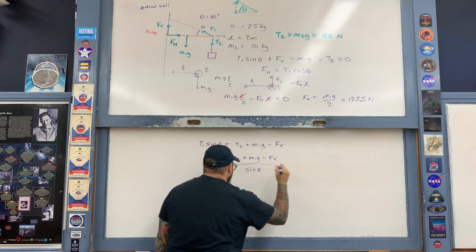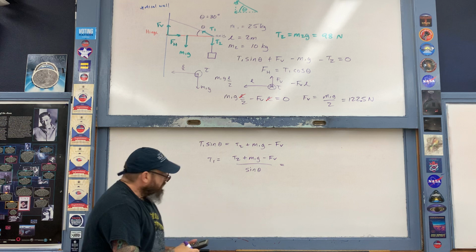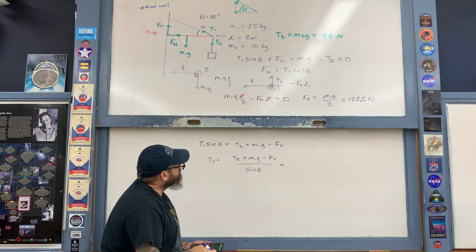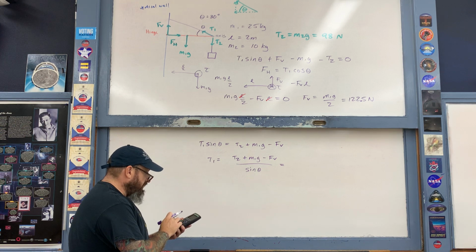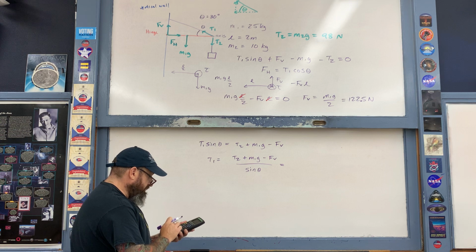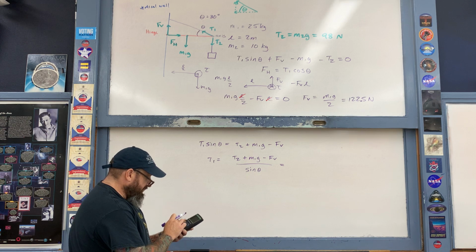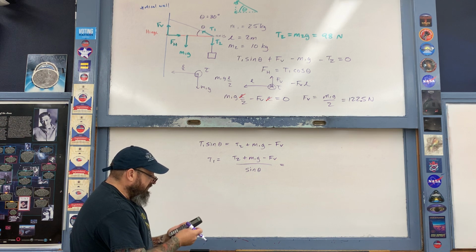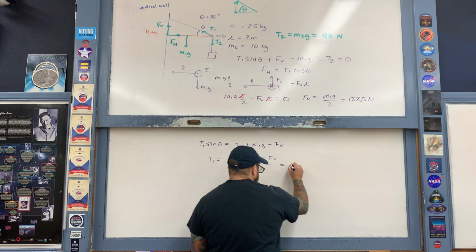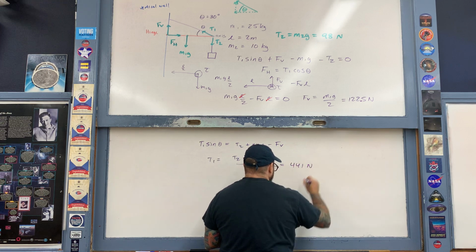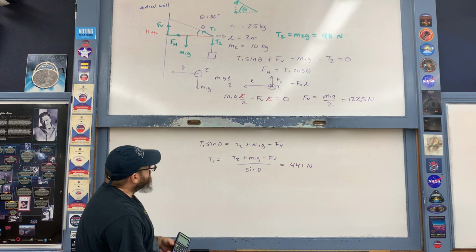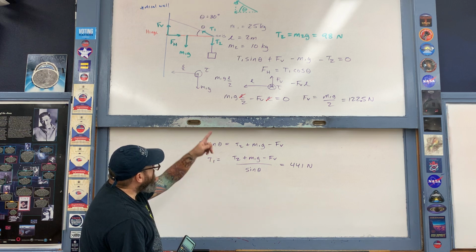So, okay, now let's go ahead and find T1. All right, so T2 from earlier, remember, was 98 newtons. So 98 plus 25 times 9.8, and then minus 122.5. Divide all of that by the sine of 30 degrees, and this comes out to be 441 newtons. Okay, and then lastly, now that I have that value, let's go ahead and find FH.